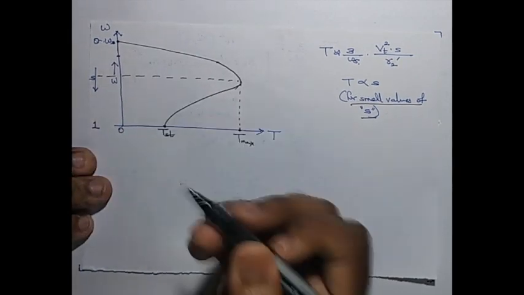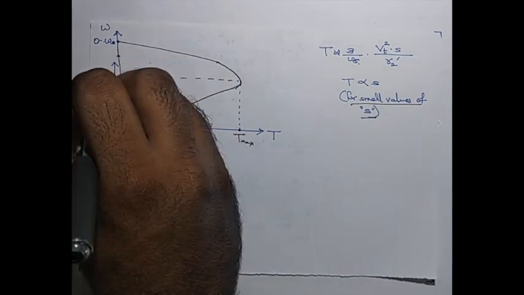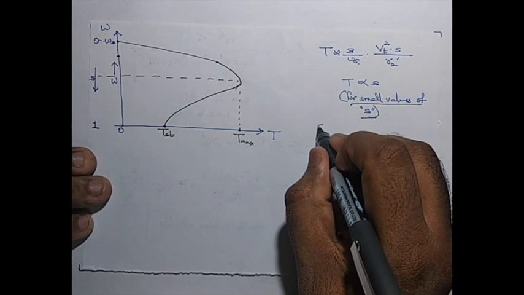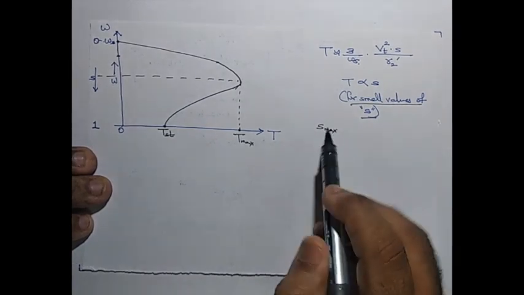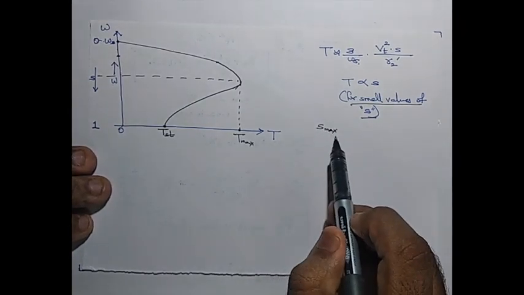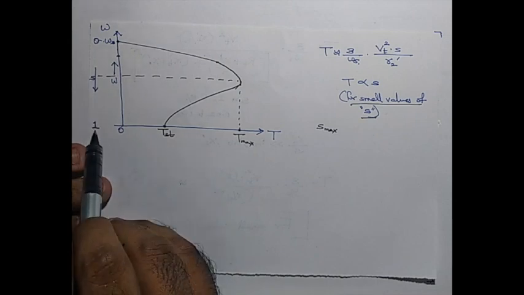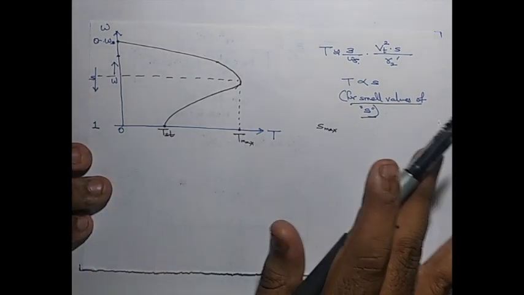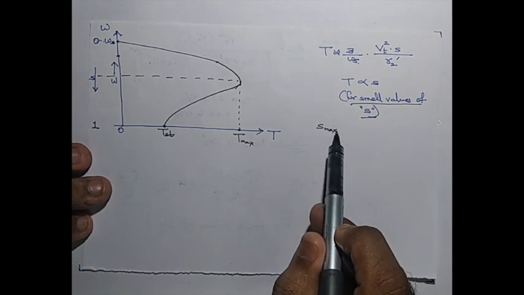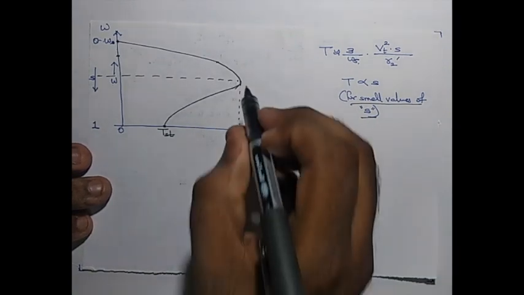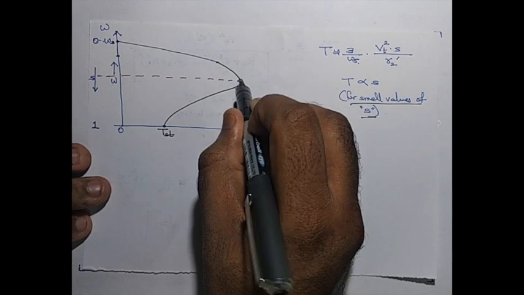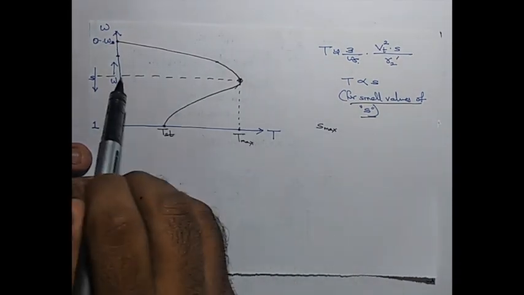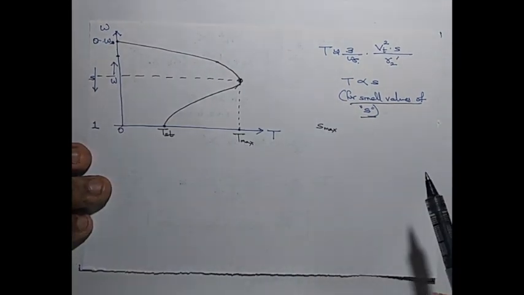And the slip at which the maximum torque occurs, let us call it S max. Remember, S max is not the maximum value of slip. Remember, the maximum value of slip is 1, minimum is 0. When I say S max, it is not the maximum value of slip, but it is the slip at which the torque takes its maximum value. This is the point of maximum torque, and the slip corresponding to that is called S max.